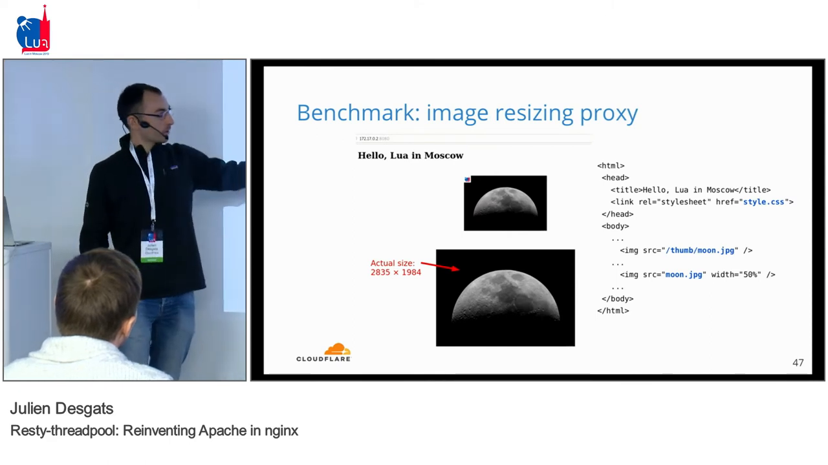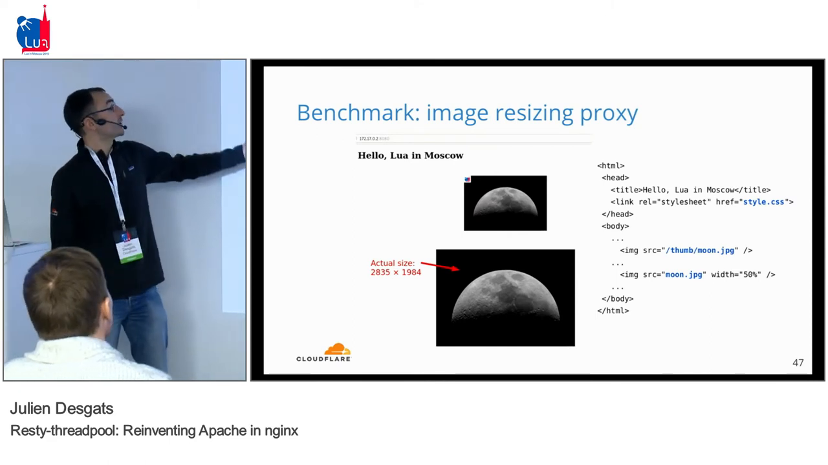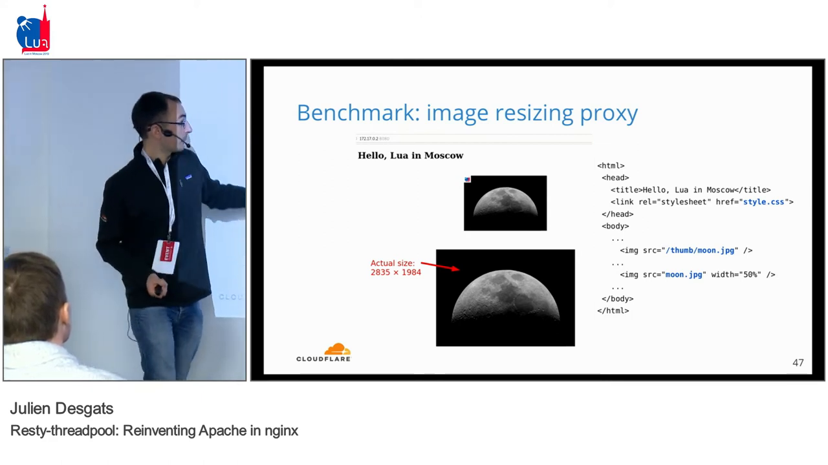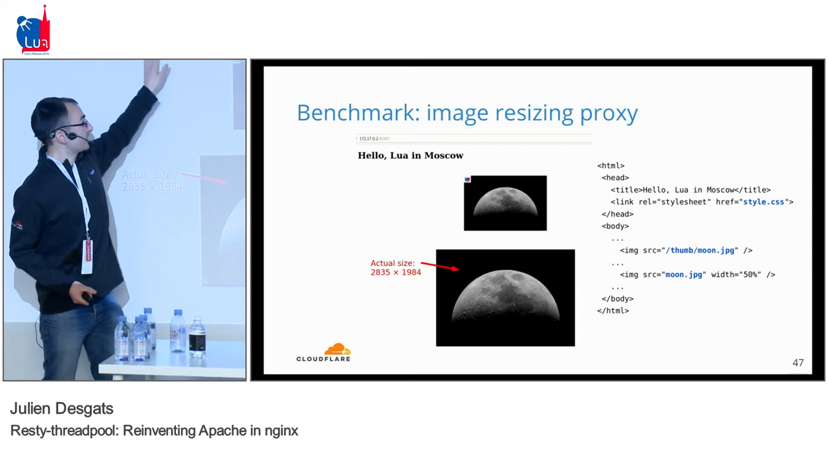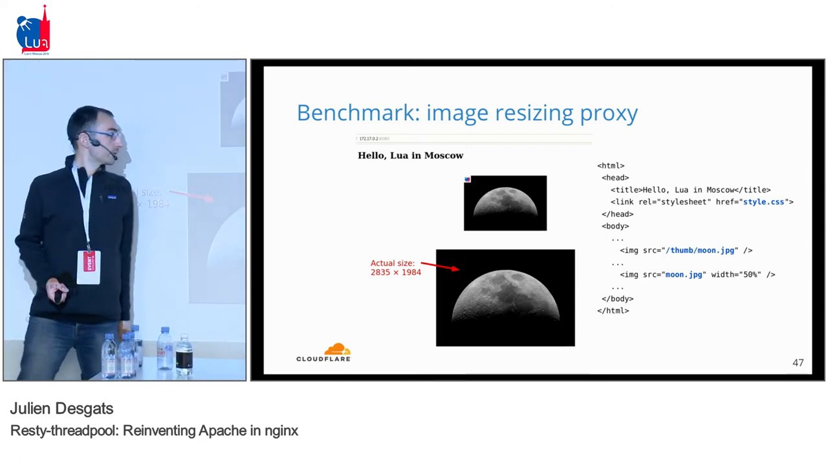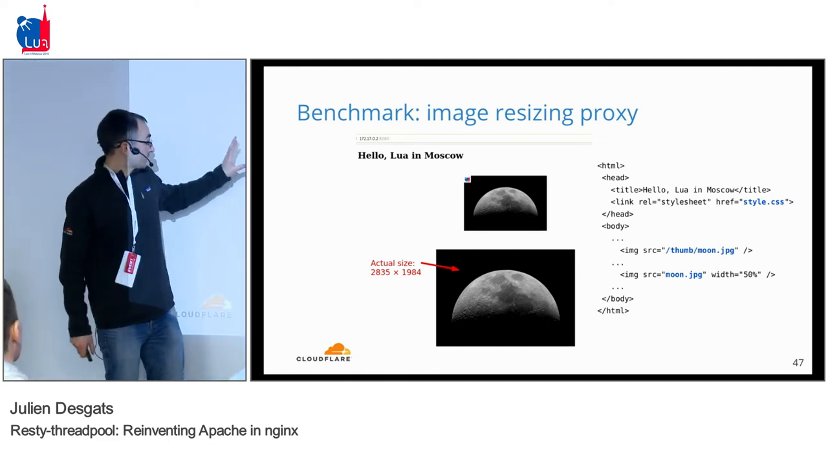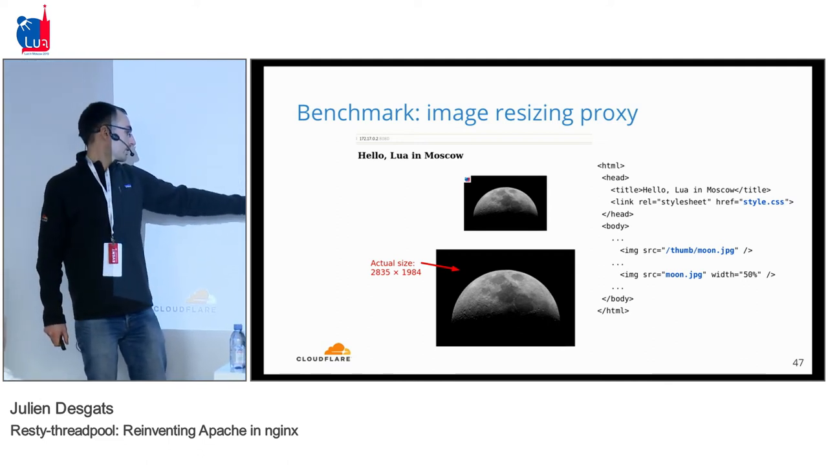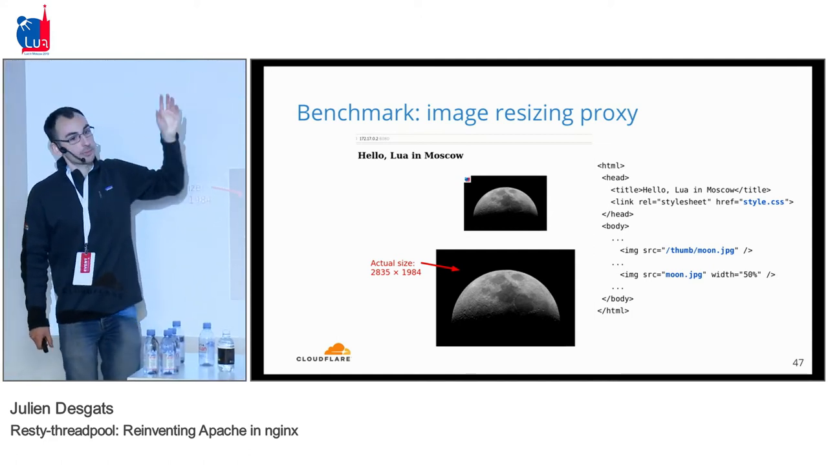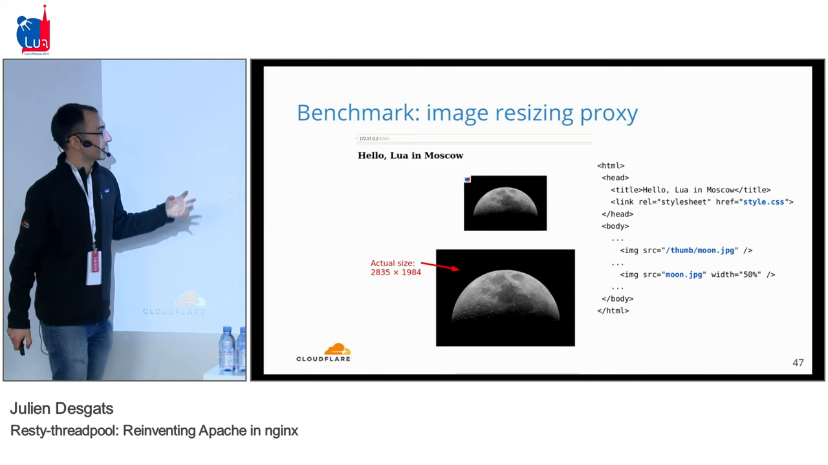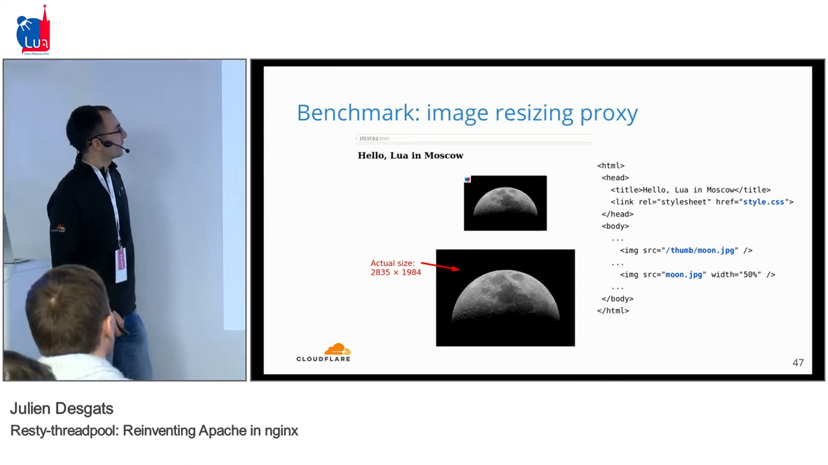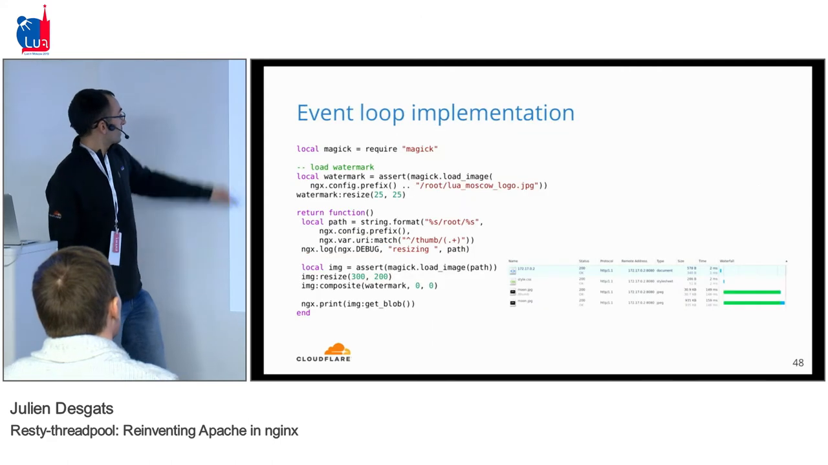So here is a more complicated example that we use as a benchmark to show exactly how it solved the problems that we had. I have this very simple HTML page with two images on it and a very simple style sheet. The big image is actually nearly a megabyte, and this one is a thumbnail generated on the fly by Nginx with a nice watermark. So the code looked like this.